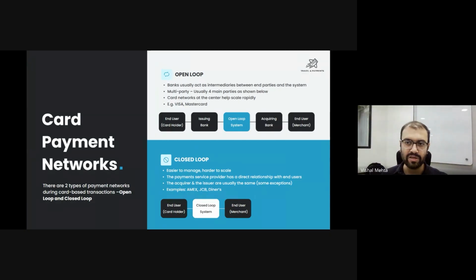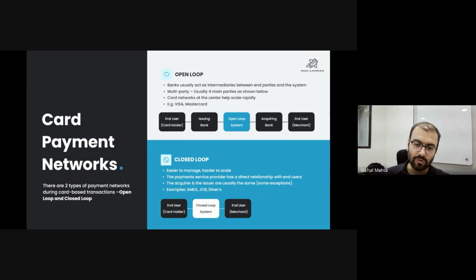Typically Visa and MasterCard are network systems which have built strong layers and different systems in place. However, they don't work with the consumer or the merchant directly. They typically work with what is called an acquiring bank and the issuing bank. So this is what we call an open loop system.